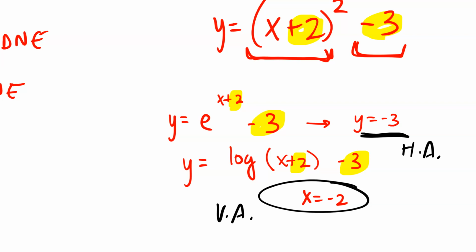Because exponentials have a horizontal asymptote, it will be shifted up and down. So for that one, it's going to be on negative 2, but then the graph moves down 3. Yeah, for the second one. For this guy, right? The log, yeah.